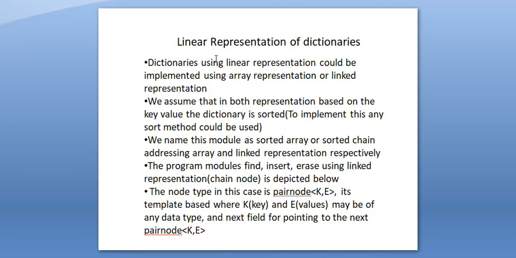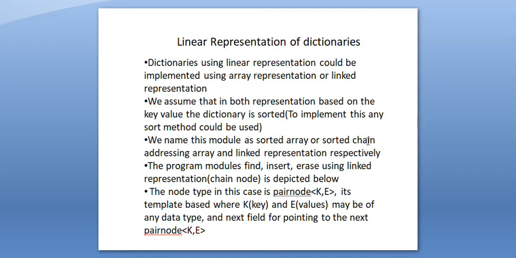Now this is a bit interesting stuff: linear representation of dictionary. Remember, if we want to create a data structure like a dictionary, we will think as if the pairs are already available. The data structure dictionary is already available with us, and the pair has elements, keys, and values, and they are sorted. You can use either a sorted array or a sorted chain.